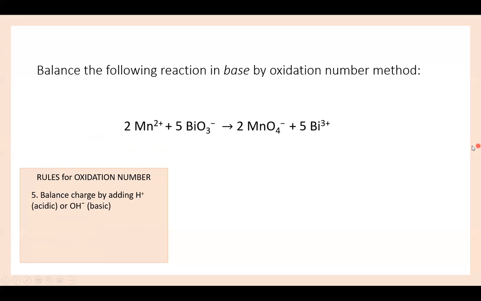If we were to balance this reaction in base, we'd get to step 4, balancing the total number of electrons. And then now we want to balance the charge by adding hydroxide. So again, the total charge on each side is -1 and +13. So this time we're going to add the hydroxide to the product side. That would match the total charge of -1 on the reactant side.